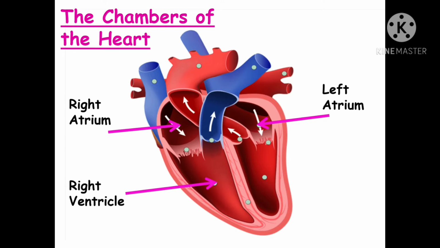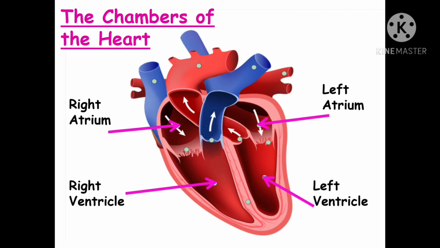Now, below our right atrium, we've got our right ventricle. So blood passes from the right atrium through a valve and into the right ventricle. And then it's pumped from the right ventricle out to the lungs. On the left side, our left ventricle. Now that has to pump the blood all the way around the body. So when the blood enters the left ventricle, the next place it goes is into an artery and is dispersed around the body.